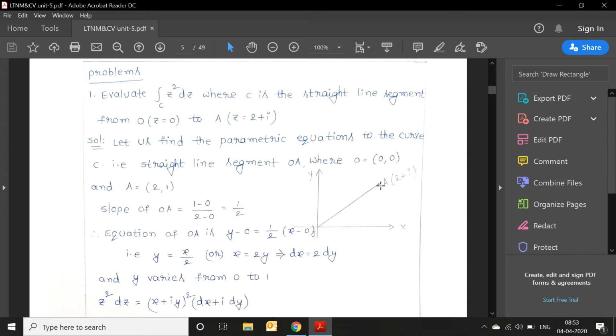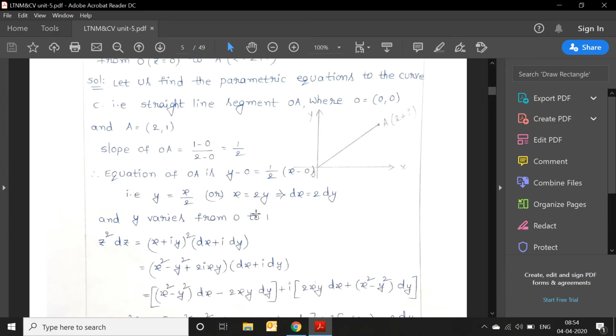Now we can find the integration along this line segment by using the equation of a straight line. The equation of the straight line is y minus y1 is equal to slope into x minus x1. What is the formula for the slope? y2 minus y1 by x2 minus x1. Y2 is 1, y1 is 0, so 1 minus 0 by x2 is 2 and x1 is 0, 2 minus 0. That value is 1 by 2. Now we get the equation for this straight line: y is equal to x by 2, that is, x is equal to 2y, and dx is equal to 2 dy.